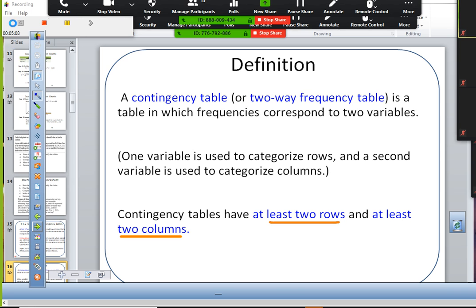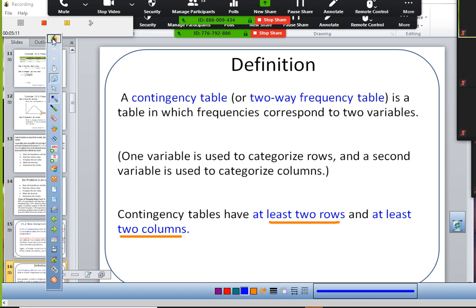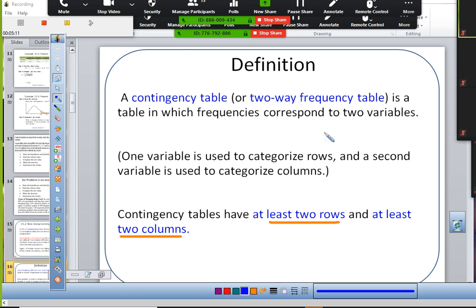But first, let's define a contingency table. It is a two-way frequency table. In other words, it has two variables. Now, you remember from Chapter 10, Chapter 10 had two variables also. Like we had casino size in square feet and casino income. But those two variables had numerical data, right?